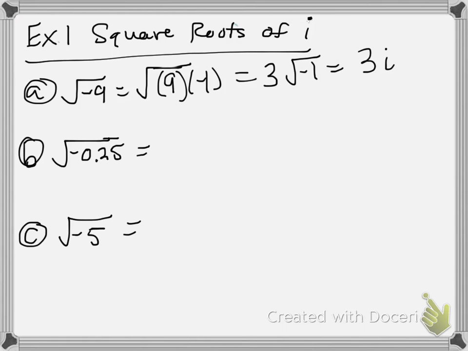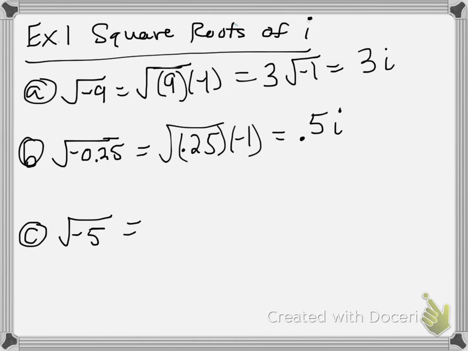Let's look down here at letter B. We've got the square root of negative 0.25. So 0.25 is a perfect square. So we're looking for the square root of 0.25 times negative 1. The square root of 0.25 in your calculator is going to give you 0.5. And then 0.5 times i.